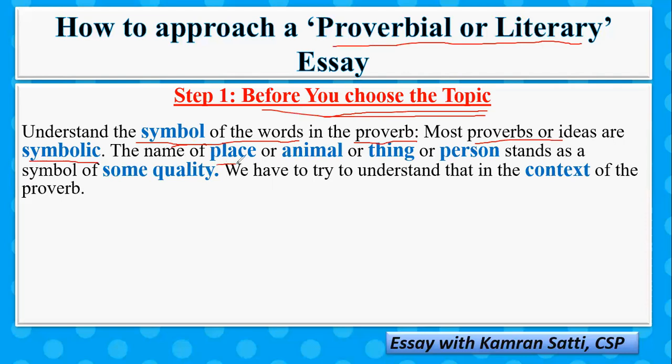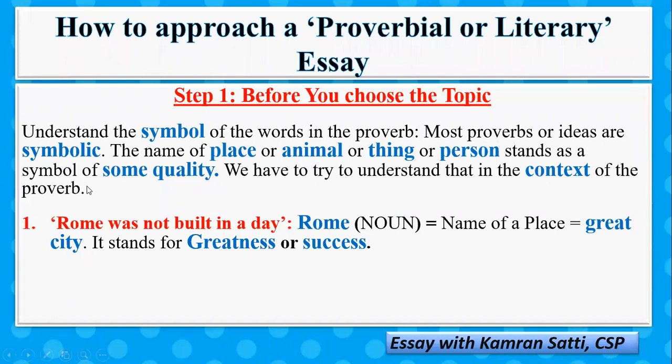They could be the name of a place, animal, thing, or a person, but don't take this at face value. They almost always denote some sort of attribute or quality. So you have to decode it first before jumping on such topics. What we effectively have to do is try to understand that quality in the context of the proverb. I'll be discussing it with an example which will make it clearer what I mean. The topic I was alluding to, let's suppose it has come up in your exams: Rome was not built in a day.